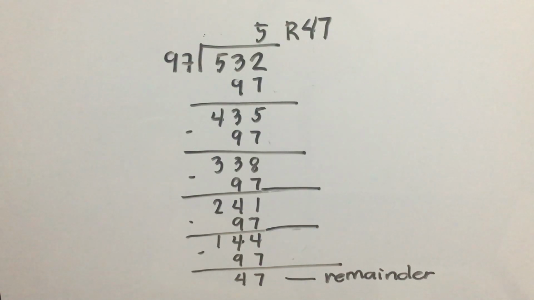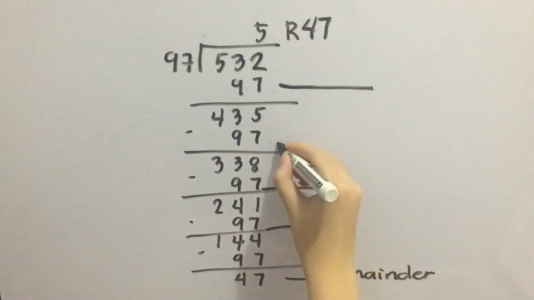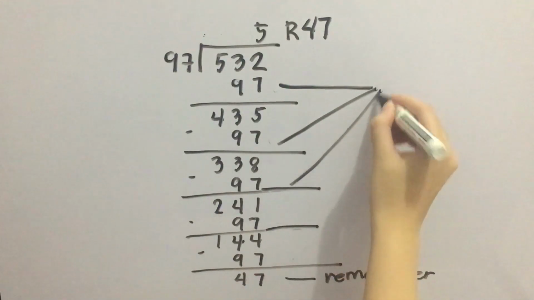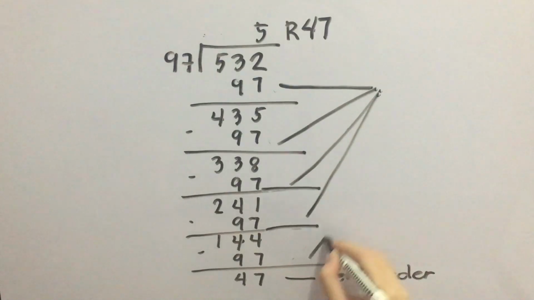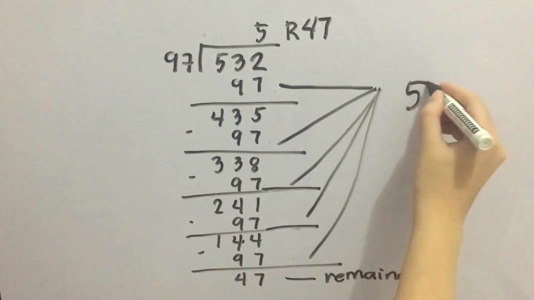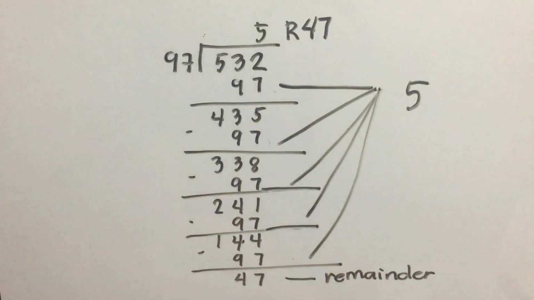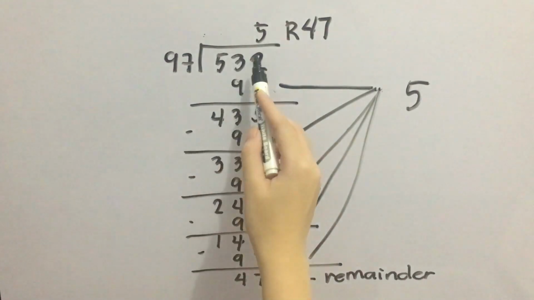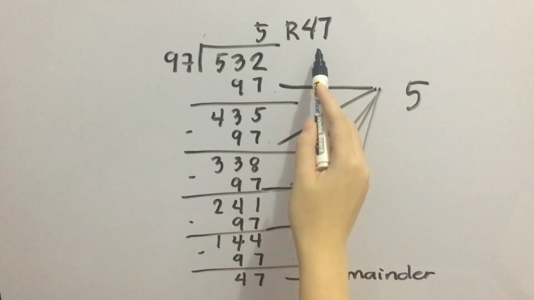Now, let's count how many times we've subtracted 97 from 532. So, 1, 2, 3, 4, 5. We have 5 as our quotient, but since we still have 47 left, it will be our remainder. So, our answer will be 5 remainder 47.